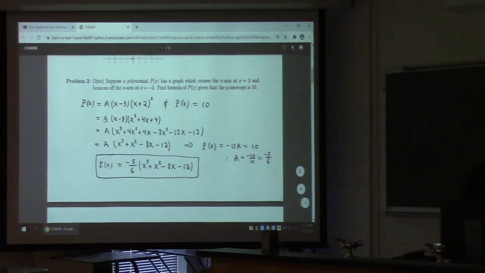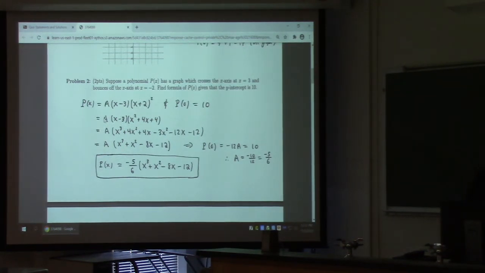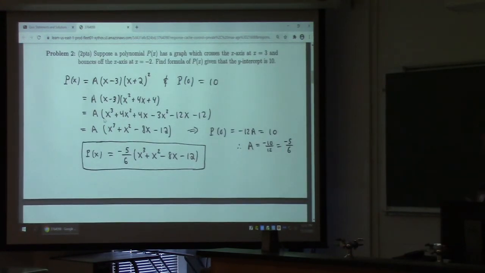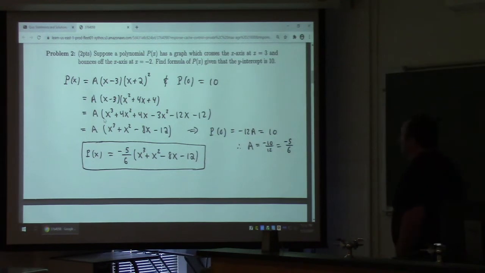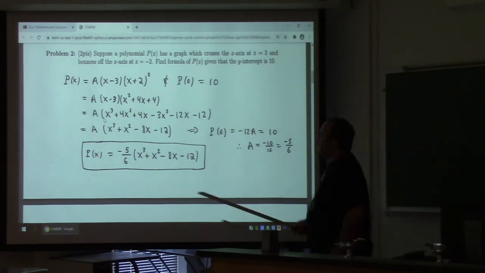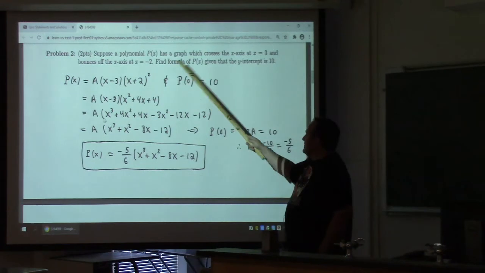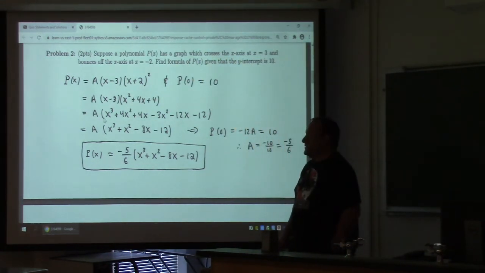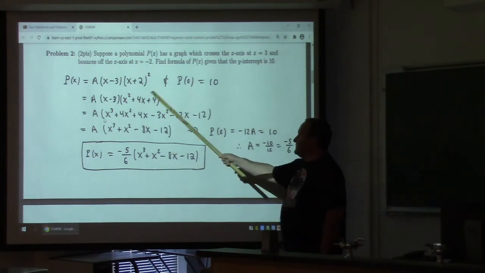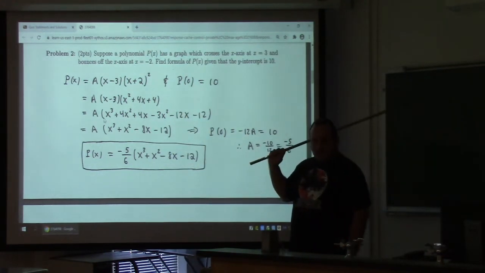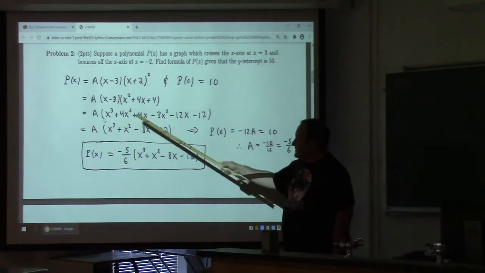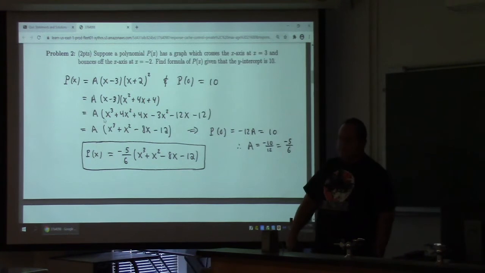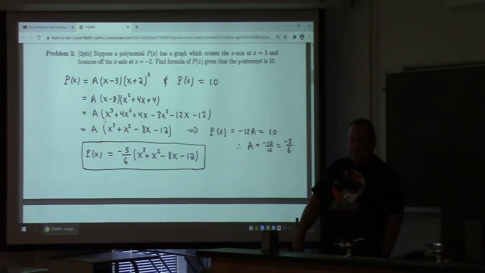Now, for this one, let me address some common misconceptions. Some people just multiplied by 10 because they thought if they put 10 in the front, that would make the y-intercept 10. That's not how it works. Also, you can't just take this formula and add 10 to it. That doesn't work either, because this function is not 0 when x is equal to 0. Whatever you're doing to the formula, you must have that p of 0 is 10.